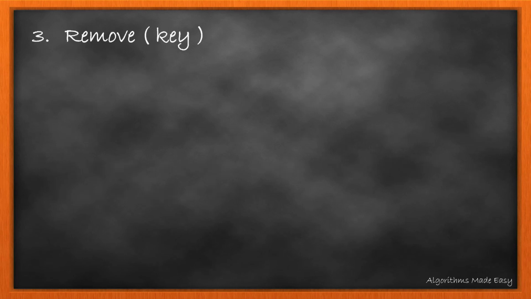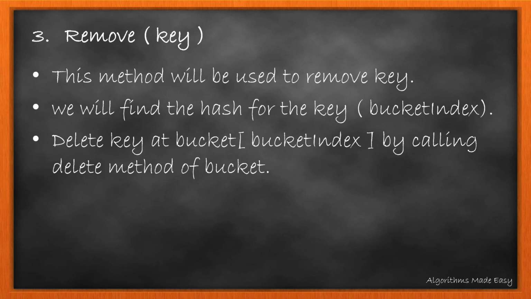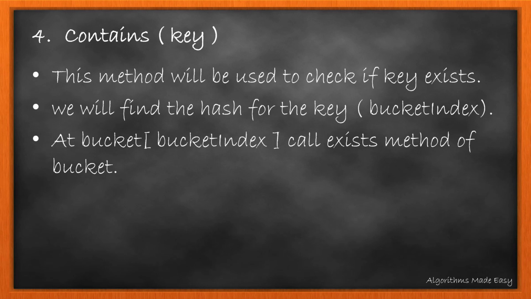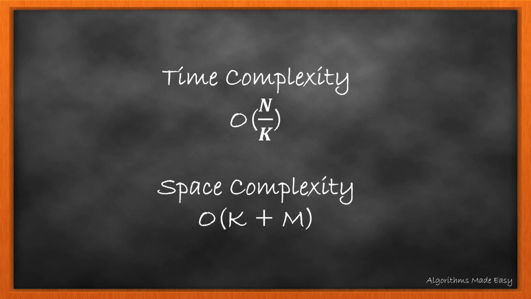The third method is remove, wherein similar to add we will find the hash and then call the delete method on the bucket at the index equal to hash. The last method is contains, where we will call the exist method on the bucket at the index equal to hash. The time complexity of this approach is O of n divided by k, where n is the number of all the possible values and k is the number of predefined buckets, which is 769.